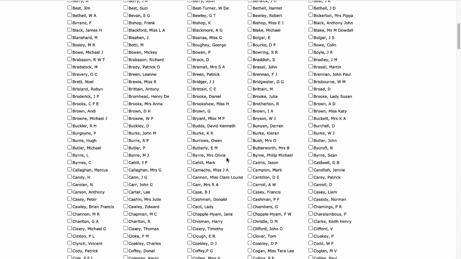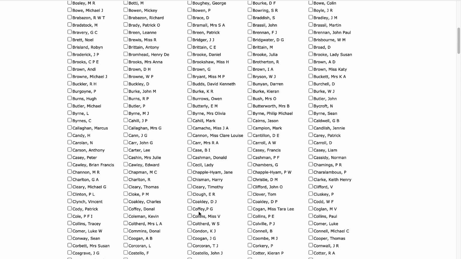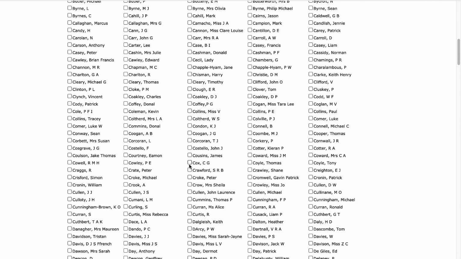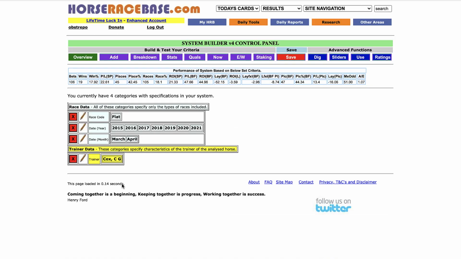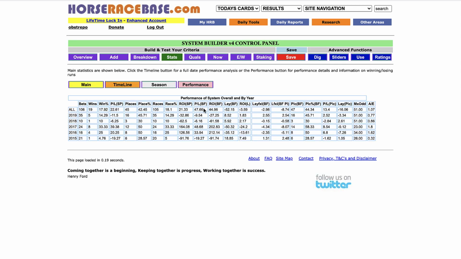And we had Clive Cox. Losses in 2019 and 18 and 15, so a bit inconsistent there. So I'm going to say no on Clive Cox.